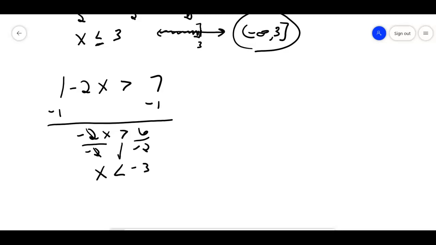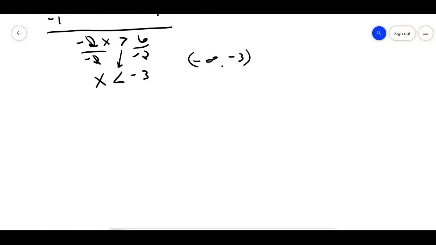So from here to here, you see how the sign switched? When you multiply or divide by a negative, the sign will switch. And so this one would be like this. Okay, so that's the main thing with inequalities. You could see, very similar to equations, you could have distributive property.